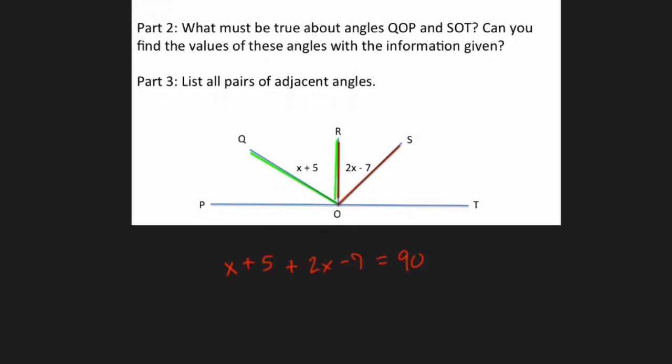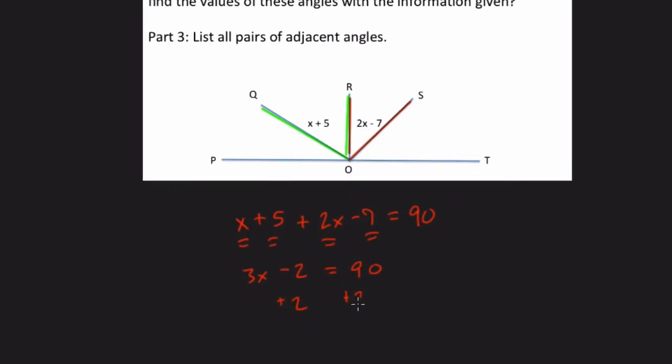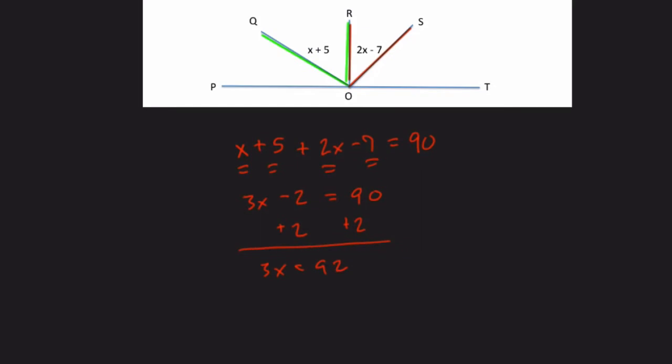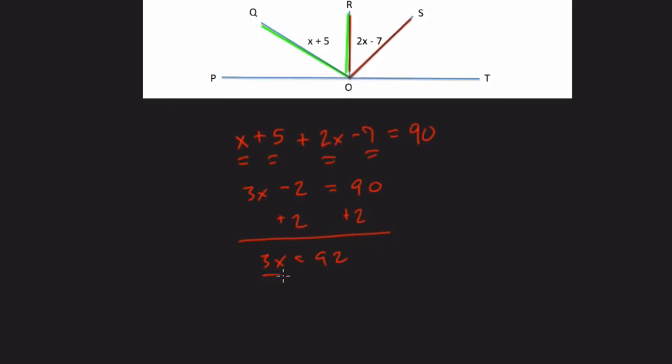They're complementary. So here, combining like terms, x and 2x is 3x, 5 and negative 7 is negative 2, and then we're saying that equals 90 degrees. So I add 2 to both sides to find x, and 3x equals 92. So here, we combine like terms, and they equal 90 degrees, and now we solve for x finally by dividing by 3.